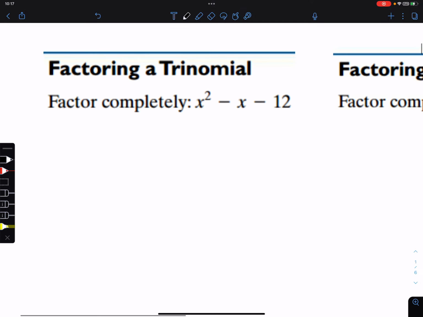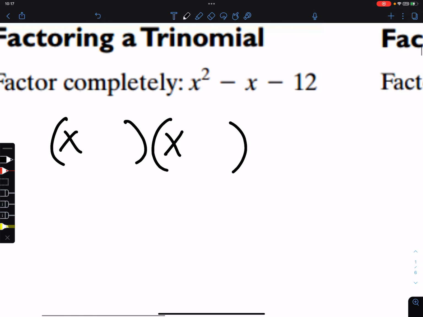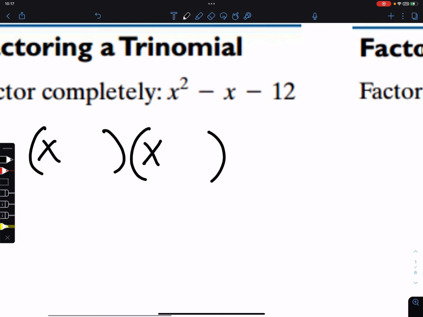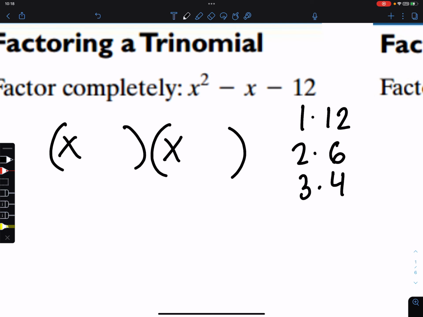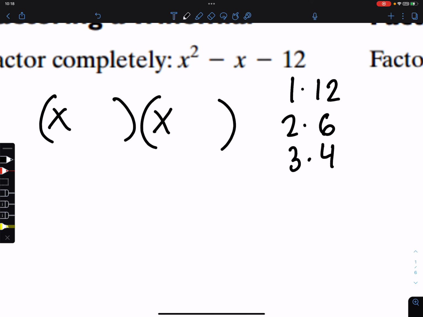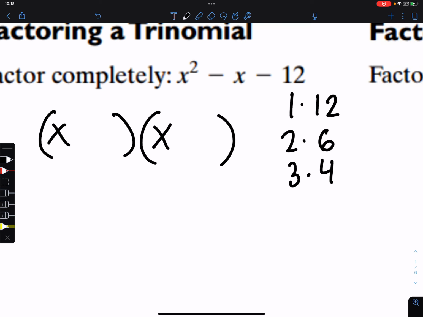Okay, factoring a trinomial, we put down our two parentheses. What times what will give me x squared? x and x. What times what will give me negative 12? Well, let's look at the factors of just 12. 1 times 12, 2 times 6, 3 times 4. Now, if I add them, subtract them, how would I get negative 1? And you think, well, it would have to be 3 and 4 because the difference between them is 1. And there's no way we're gonna add any of these up to get negative 1.